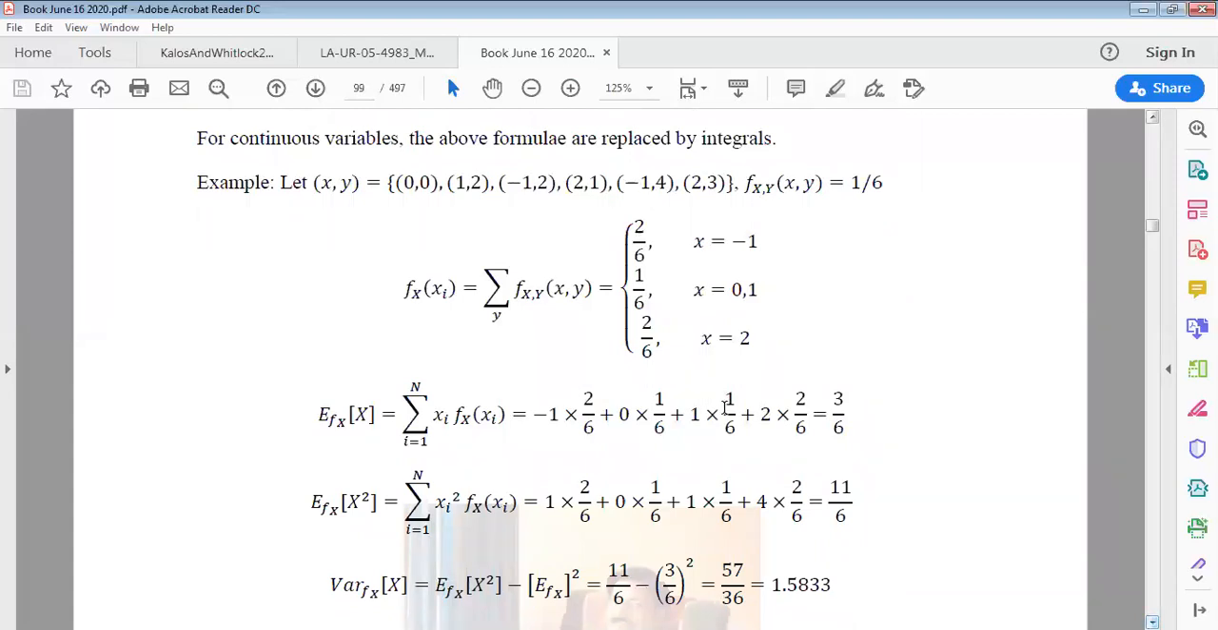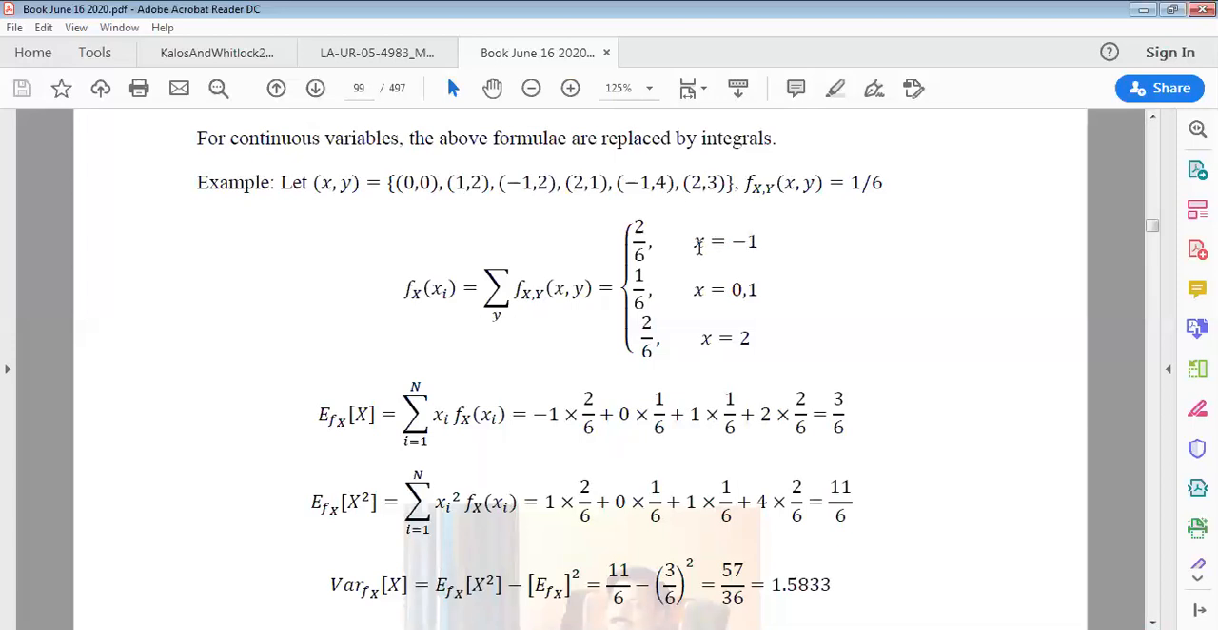Okay, so let's look at this example over here. So let me give you 1, 2, 3, 4, 5, 6 sets of x, y values. And let me say that none is more important than the other. So each one has a probability of occurrence of 1 over 6. So let me make f of x for x. Let me integrate it over the y's. So how many x's do you see? You see a 0, 1, 0, and 1, 1, and 2 minus 1s, and 1, 2.